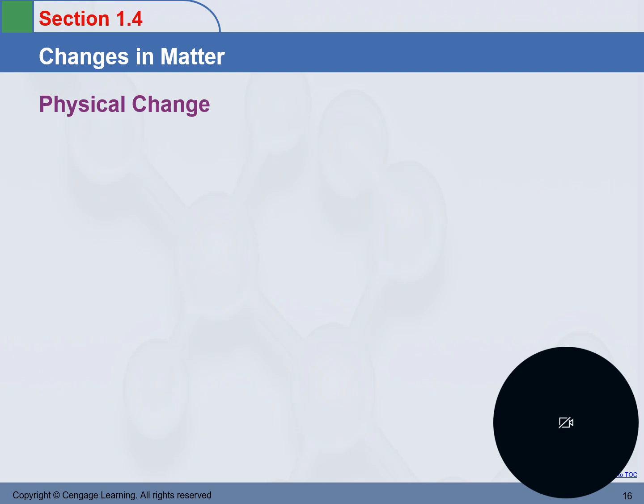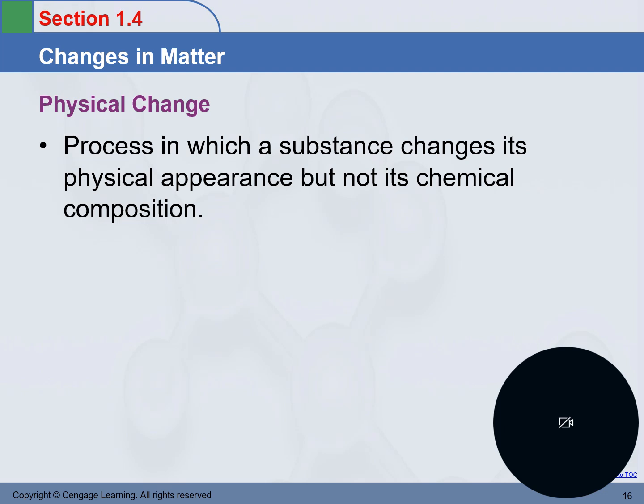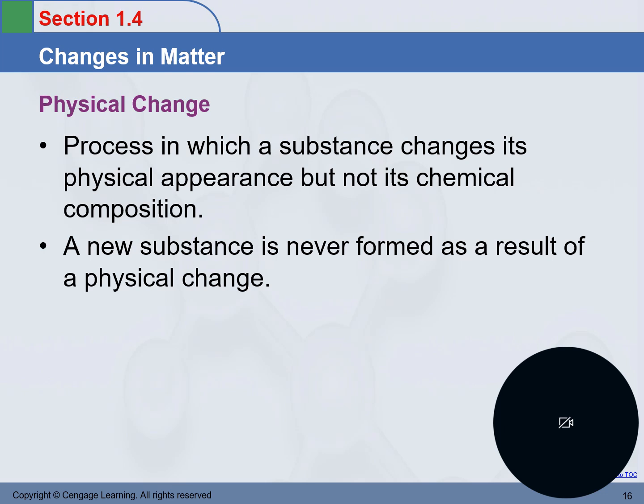For the next section, we're going to look at changes in matter. And the first change in matter that we'll look at is a physical change. This is a process in which a substance changes its physical appearance, but its chemical composition is not changed at all. No new substances are formed as a result of a physical change.